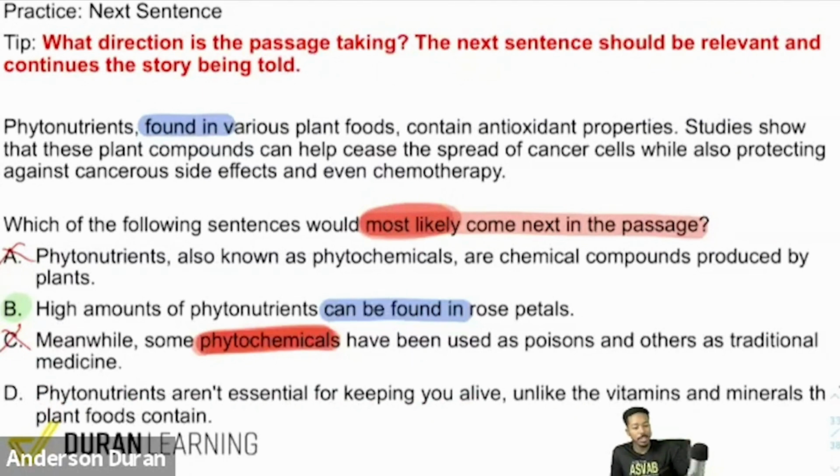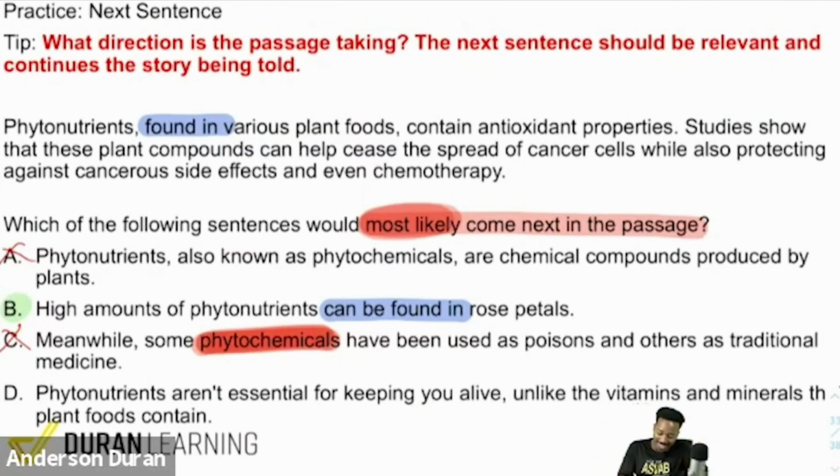Okay, this whole passage was a sales pitch. Here's what phytonutrients are: they contain antioxidant properties. Here are the great benefits: they can help stop the spread of cancer cells. They're not essential for keeping you alive. It's like an opposite argument here. It's like, hey, this really helps you with cancer, but no one needs it at all.